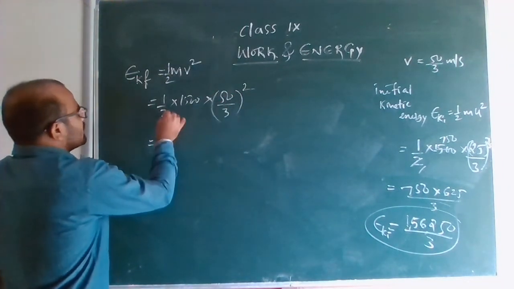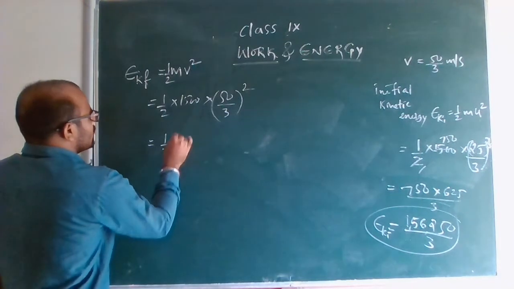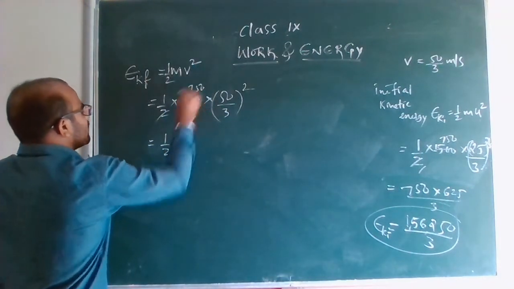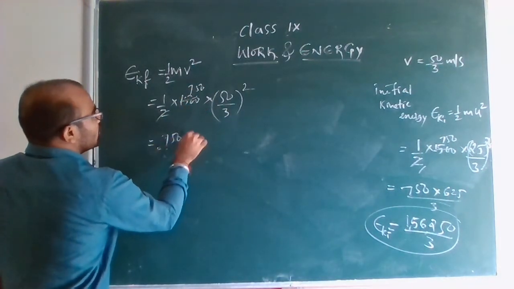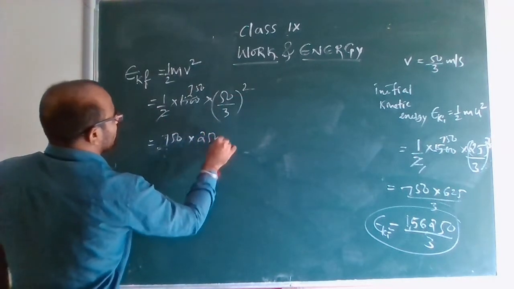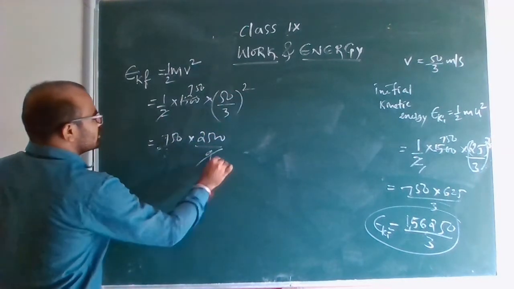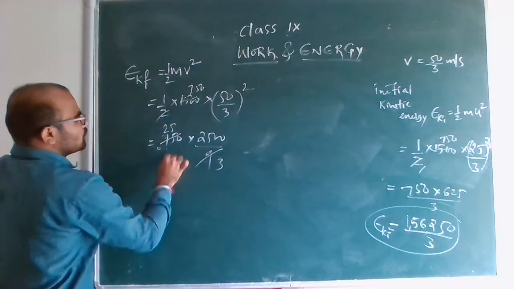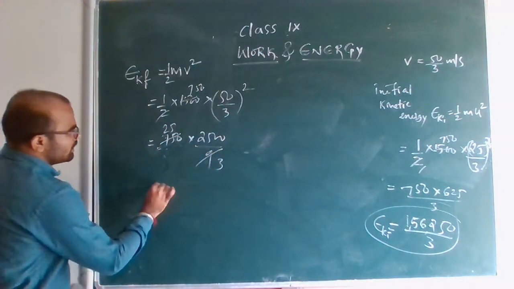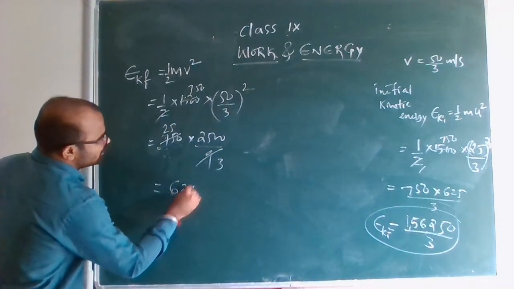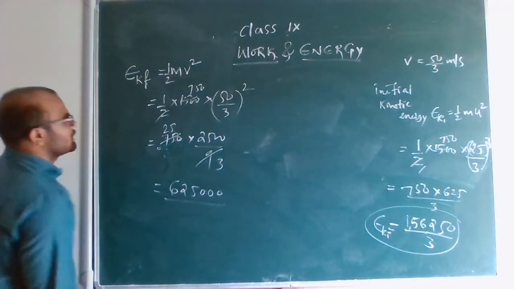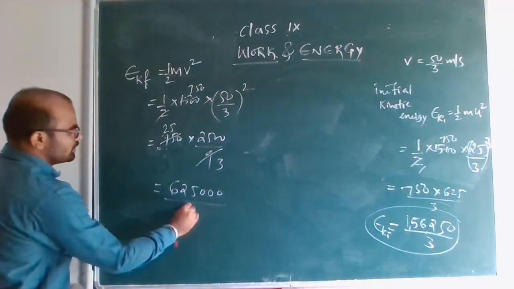50 square by 3, that is half, that 2 ones are 2, 750 it will become. So 750, 50 square is 2500 divided by 9. 3 3s are 9, 25 3s are 250, into 2500 if you have to make, you will get 62500. Here 10, here 20 divided by 3.